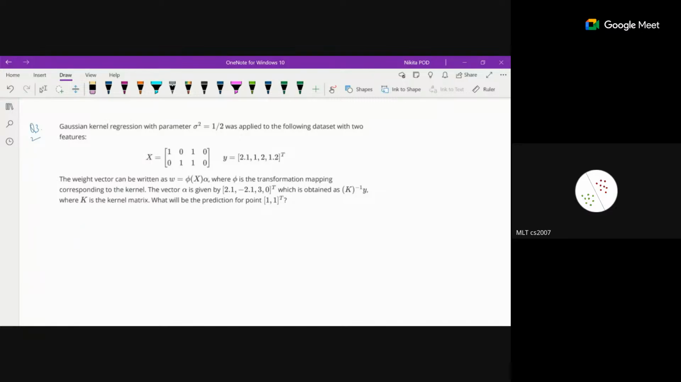So here in this question, the Gaussian kernel regression is performed for this data set. You have X, you have Y given to you. Alpha is given to you, and you have to find the prediction for this point 1 comma 1. It would be 2. Yes, ma'am. Because it comes from the data set. Already it's given.